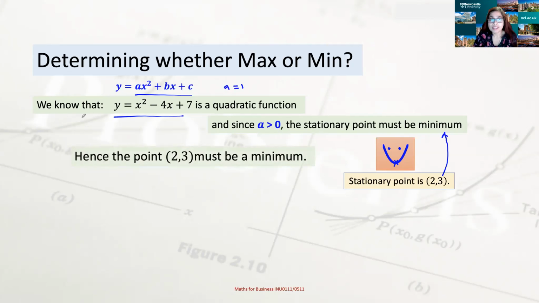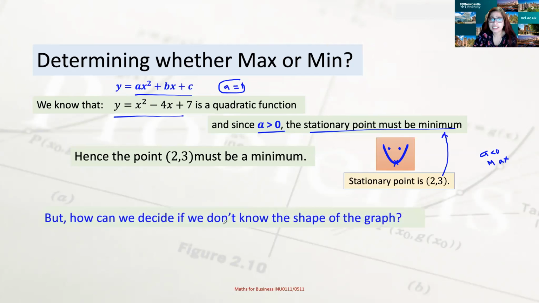So we know that for problems like this, for parabolas, we know how to identify the stationary point and how to identify the nature of the stationary point. You know how to say whether the stationary point is a minimum or maximum by just looking at the value of a. If a is greater than 0, the stationary point must be a minimum. If a is less than 0, the stationary point is a maximum.